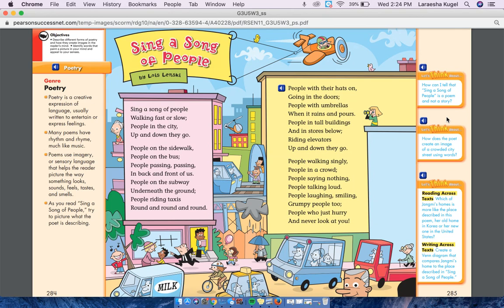Remember, think about your five-finger retell. Characters, setting, beginning, middle, end, problem, solution. Okay, the next one. How does the poet create an image of a crowded city street using words? Okay, I want you to look back and see if there's something you can find that the author used.